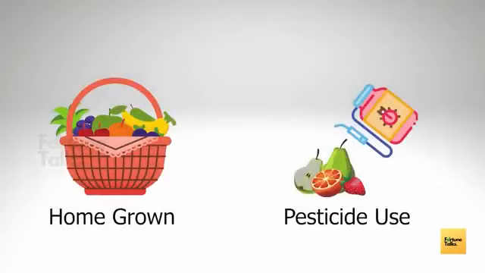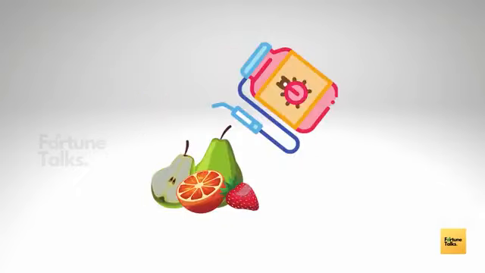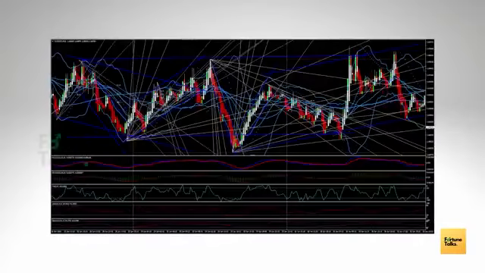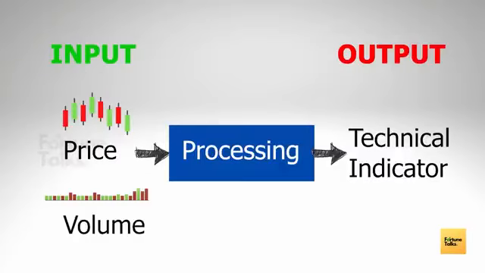Which is better, a fruit from our own home farm or one with heavy pesticide usage? The former may not be very good looking and won't stay fresh for many days, but it's healthy, while the latter may look appealing to the eyes and stays fresh longer, but it's not even remotely good for our health. Likewise, too many indicators for our trading is not very good for our trading account. This is because the indicators are a result of so many intermediate processing steps of the basic price and volume, so that the pure behavior of price and volume is lost.